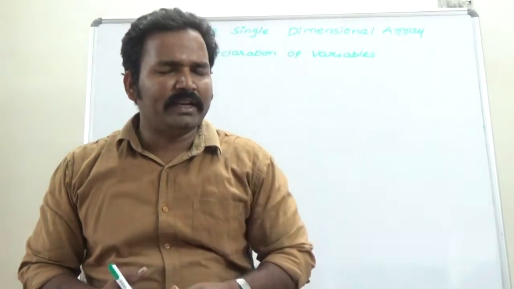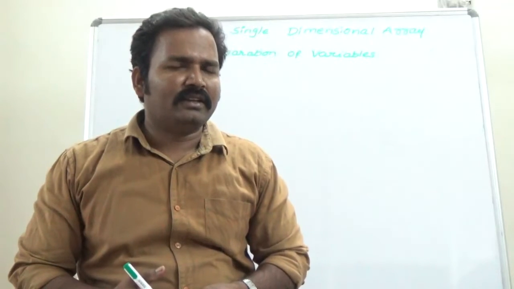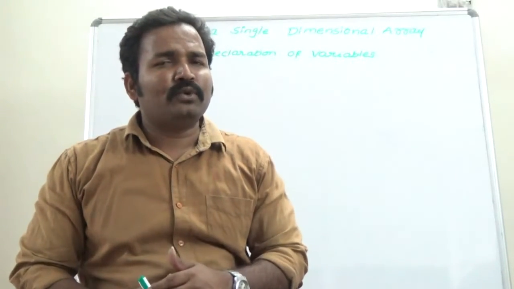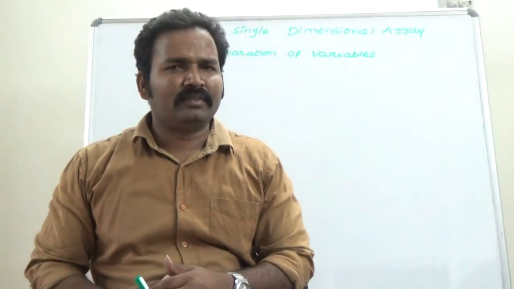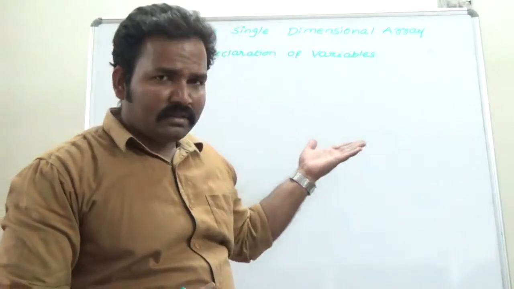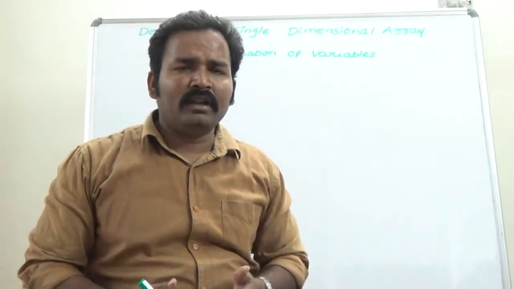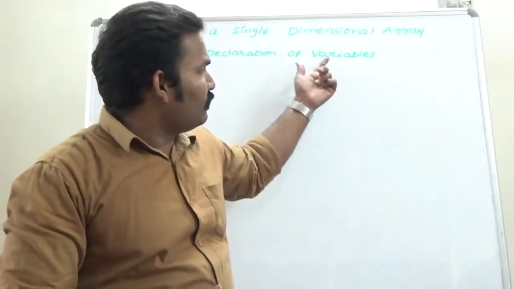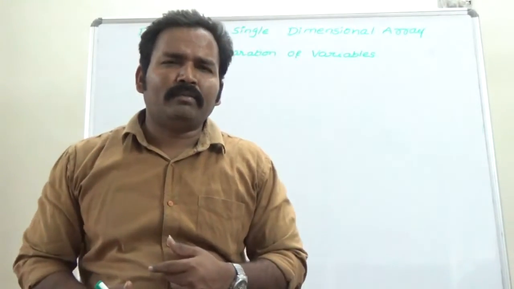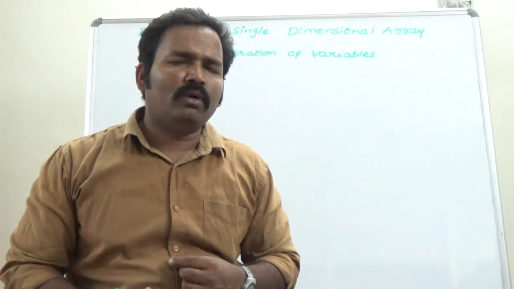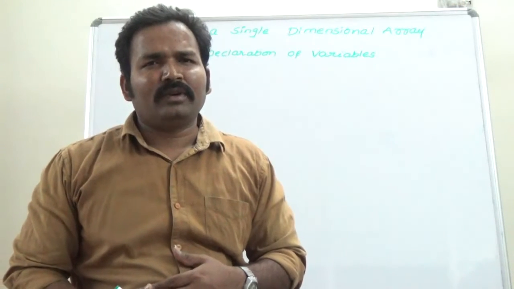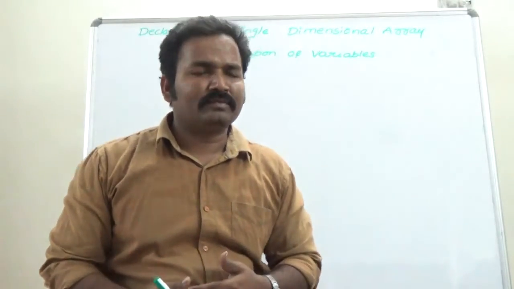A variable can hold a single value at a time, and it can change the value during program execution. This is the difference between a variable and an array variable. A variable can hold a single value at a time, but an array variable can hold more than one element, more than one value.